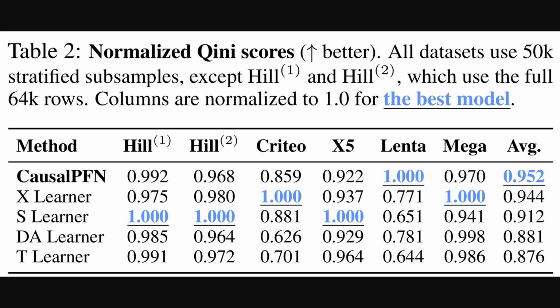Now, moving from those standard benchmarks to a more practical test. This table shows how CausalPFN performs on real-world policy evaluation tasks, specifically for marketing campaigns. The metric here is the normalized Qini score, which basically measures how well a model can identify the individuals who will respond best to a treatment, like a promotion. Higher scores are better, and as you can see, while other methods might win on one or two specific datasets, CausalPFN again comes out on top with the best average score. This shows its out-of-the-box approach is not just robust, but also highly competitive for practical applications.